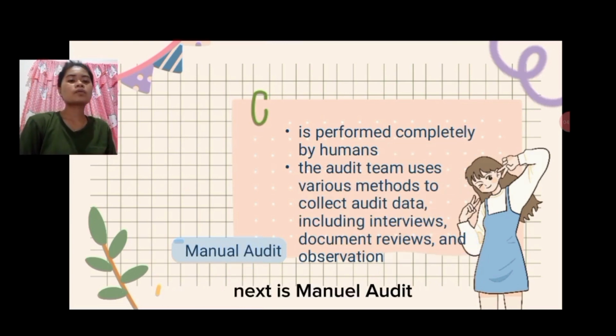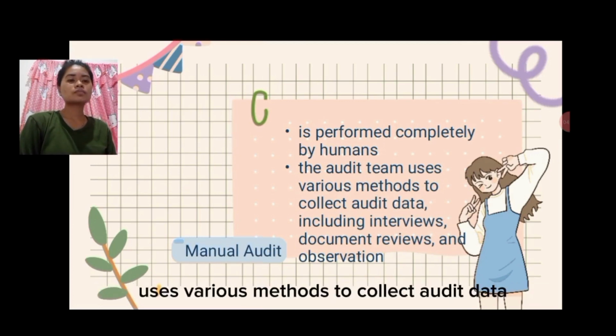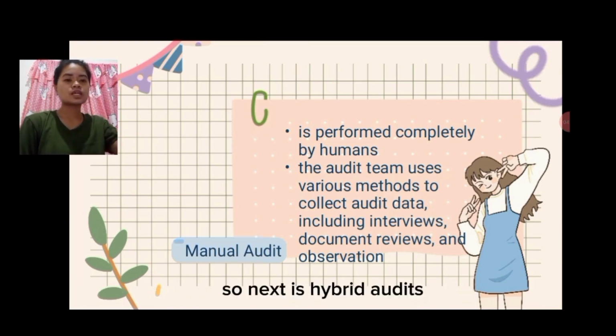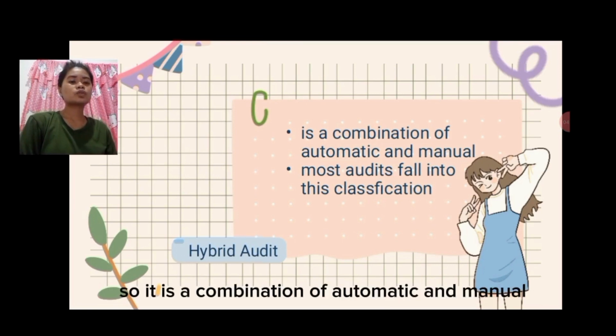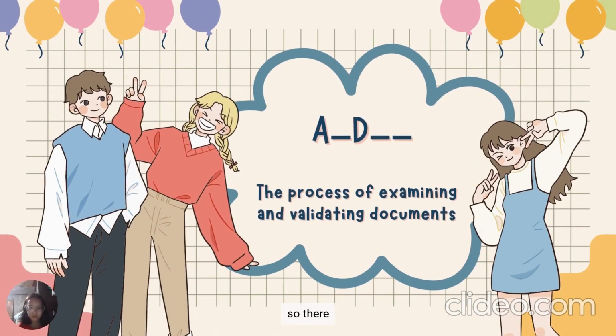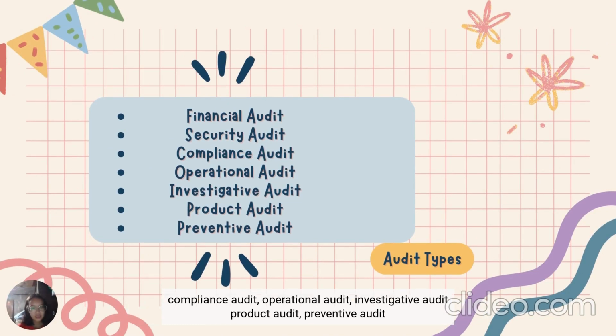Next is manual audit. Manual audit is performed completely by humans. The audit team uses various methods to collect audit data, including interviews, document reviews, and observation. Next is hybrid audit. It is a combination of automatic and manual, and most audits fall into this classification. There are different types of audit: financial audit, security audit, compliance audit, operational audit, investigative audit, product audit, and preventive audit.